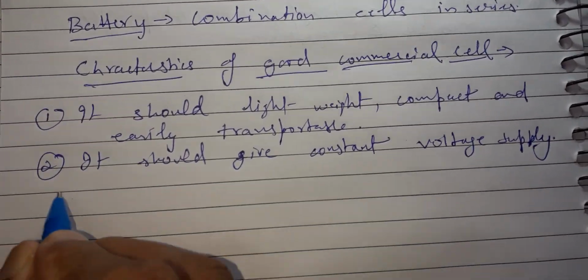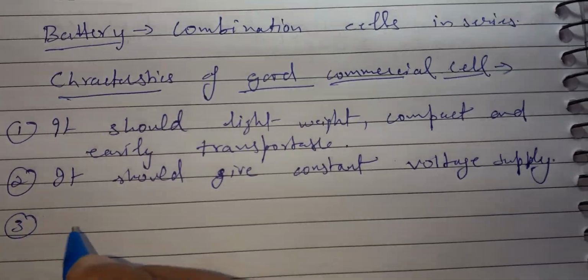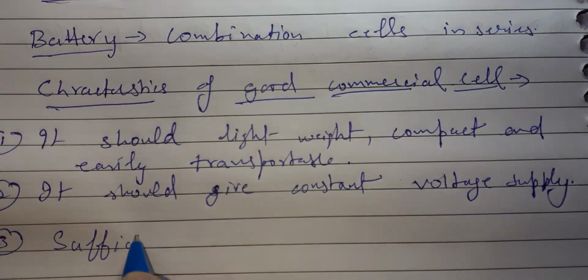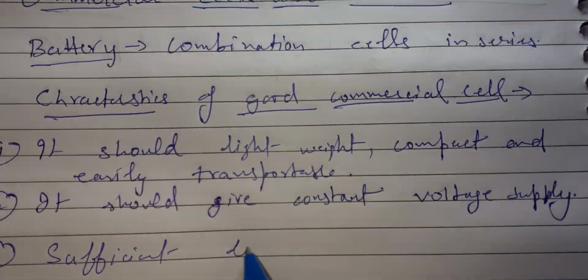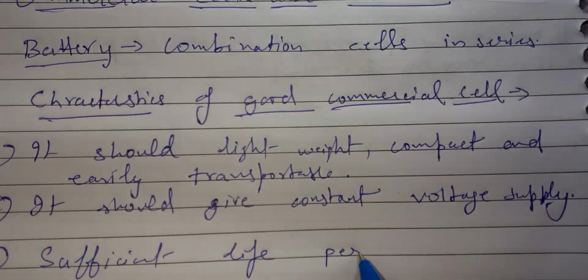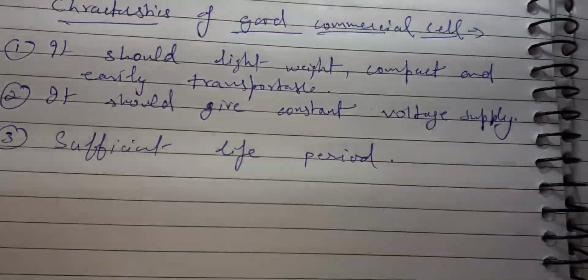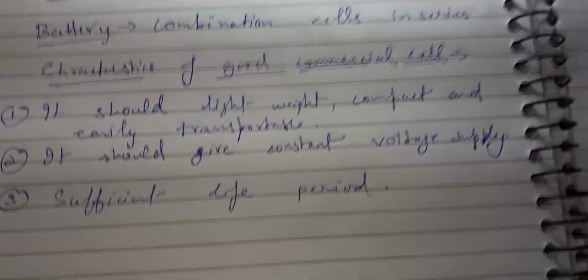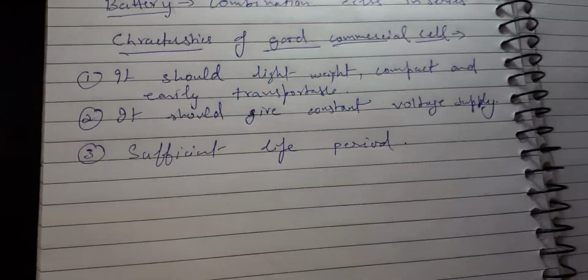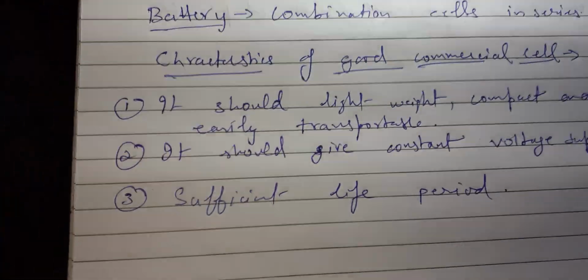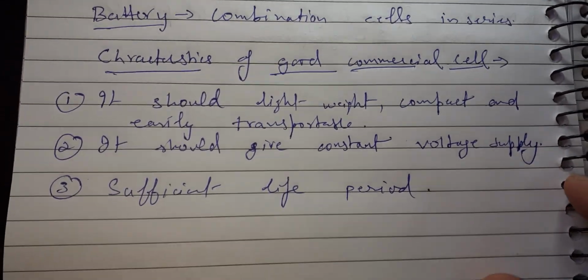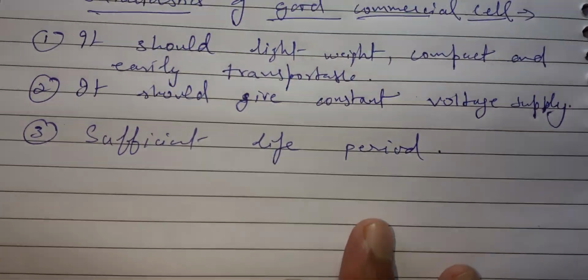And third characteristic of a good cell and battery is sufficient life period. This means whatever money we spend on a particular cell or battery, it should go accordingly. It should give a sufficient life period, which should be cost effective, not very costly in nature. Then we will discuss further.